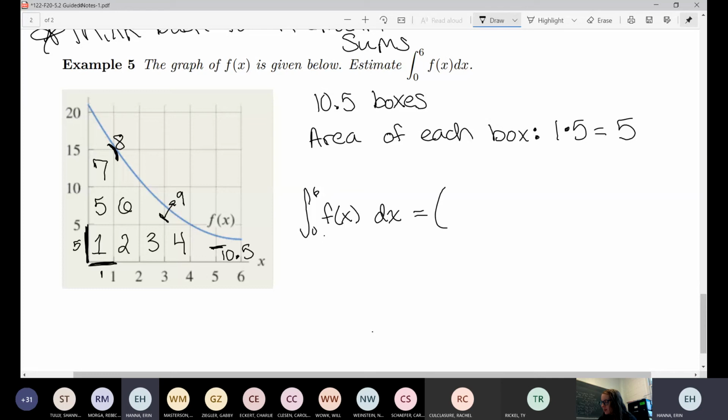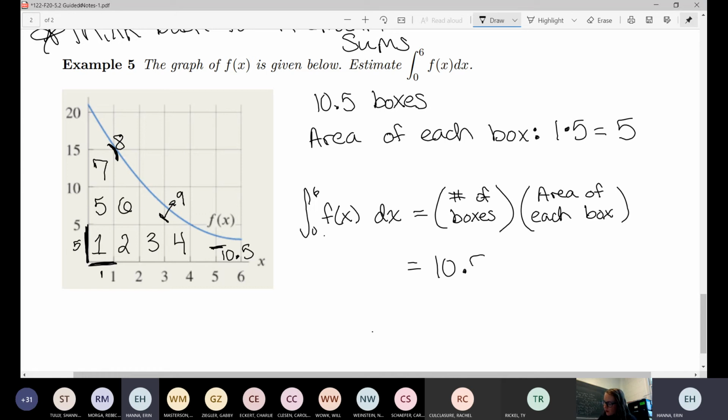Which means that I can finally estimate the area underneath of this function, which is equivalent to the integral. I'm going to write it like this first: the number of boxes times the area of each box. So we had 10.5 times 5, which is 52.5.